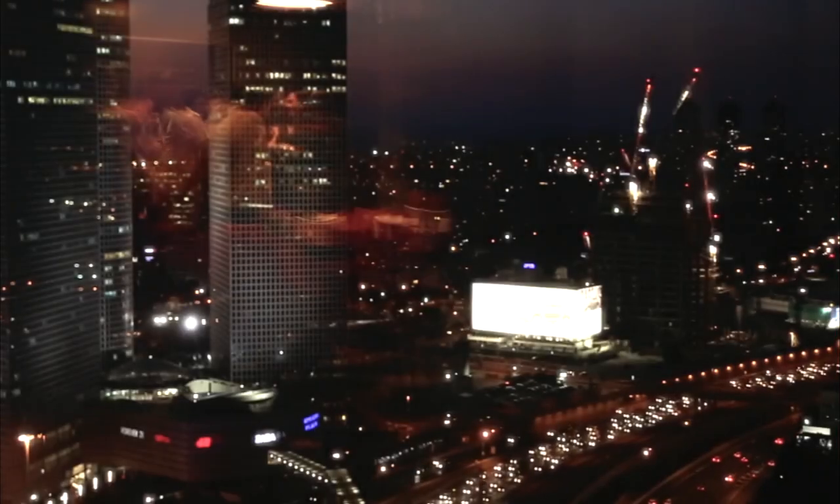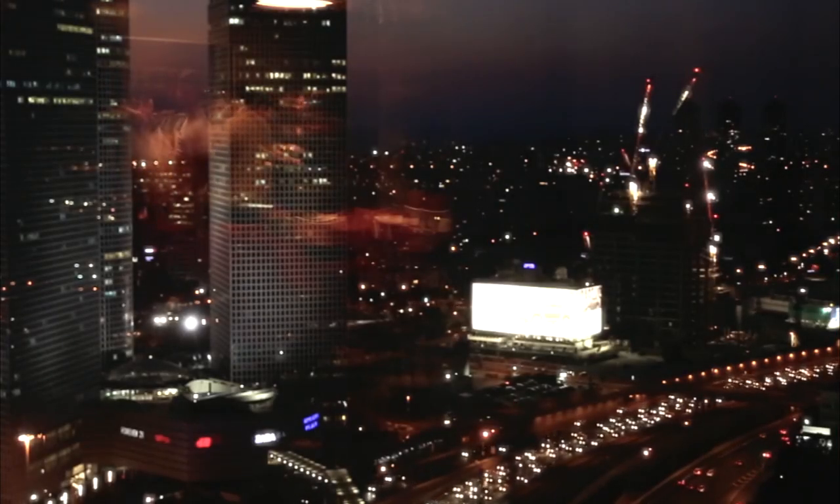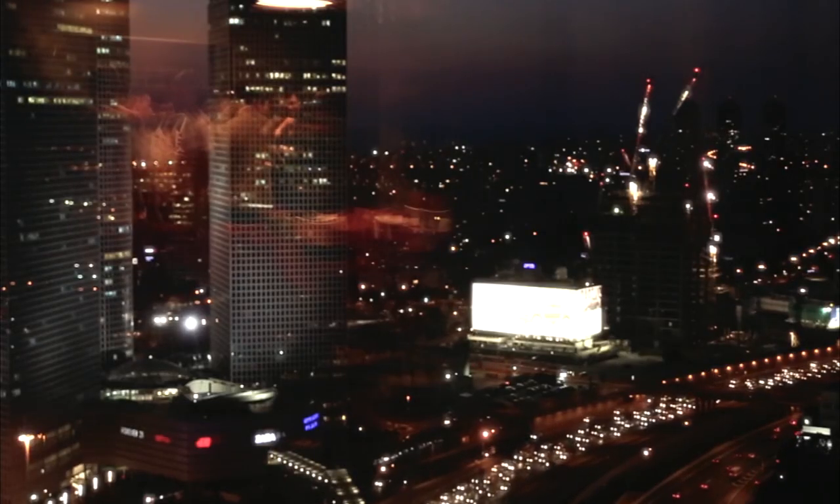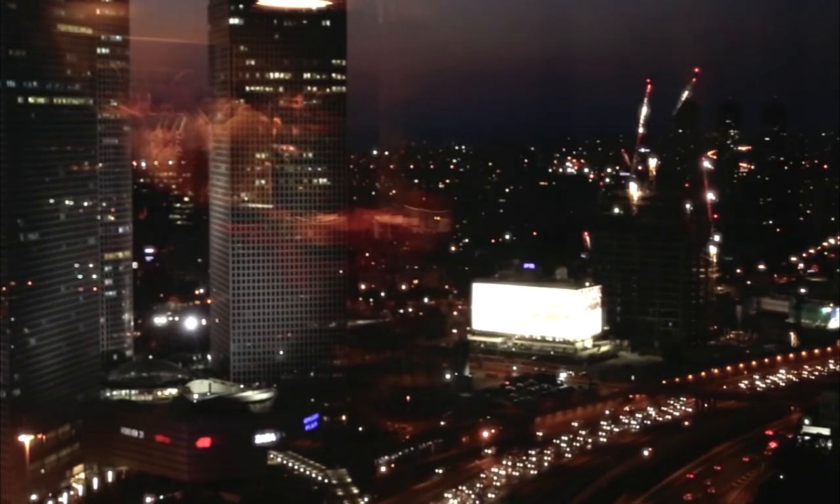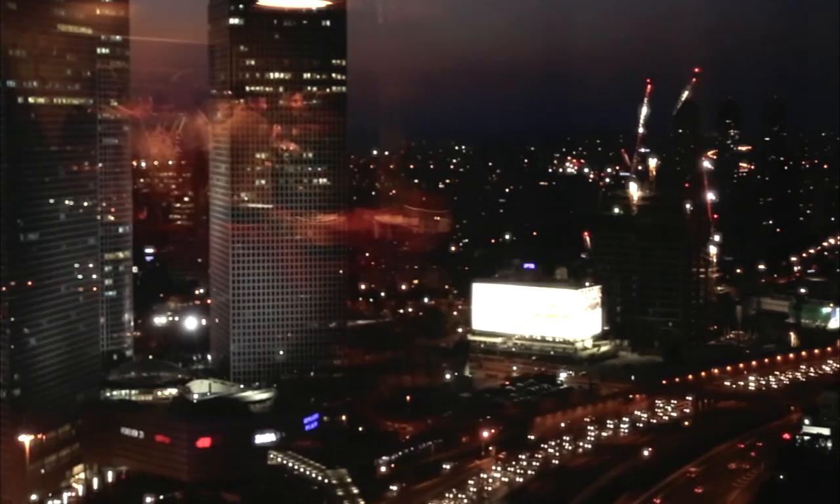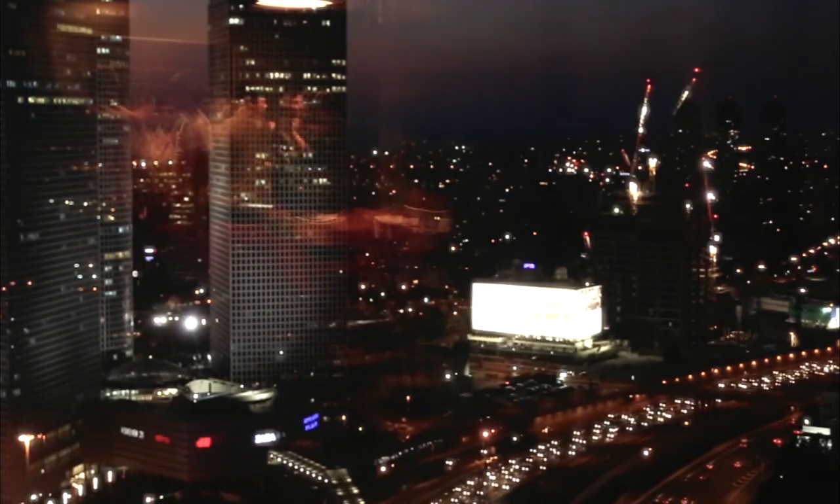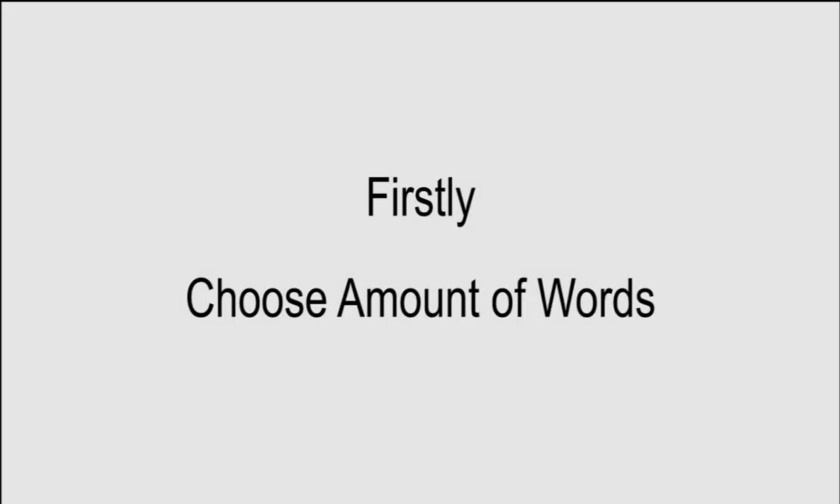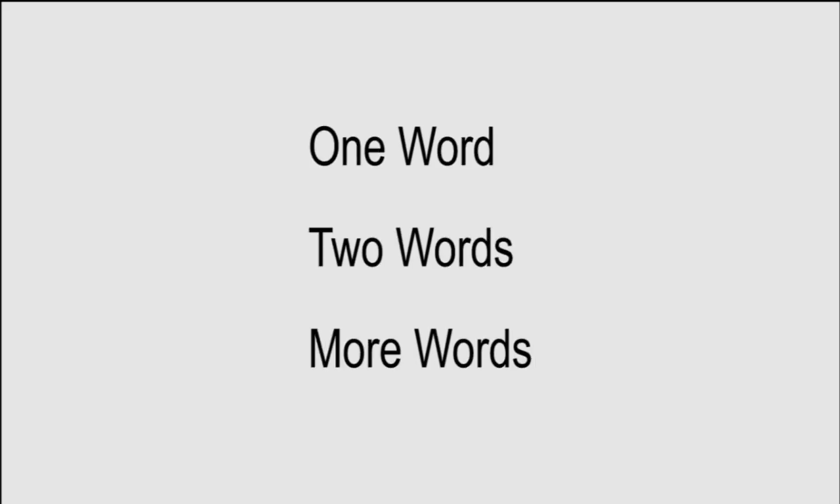3. Consistency. In any project, you will find a lot of buttons with different function and label. Even though they have different function, you have to make sure they are consistent. Here are some guidelines I like to set in place at the beginning of a project. Firstly, choose amount of words. For example, you can either have 1 word, 2 words or more words per button.